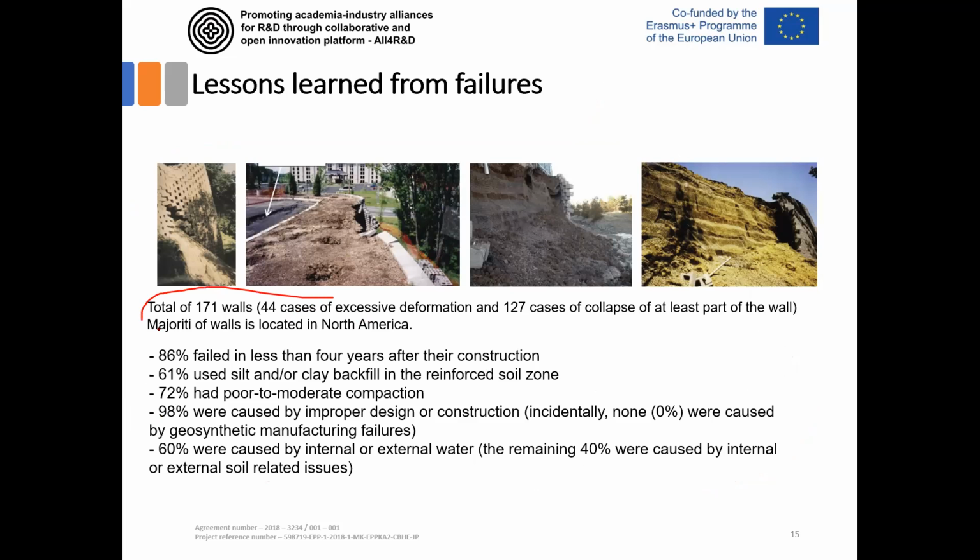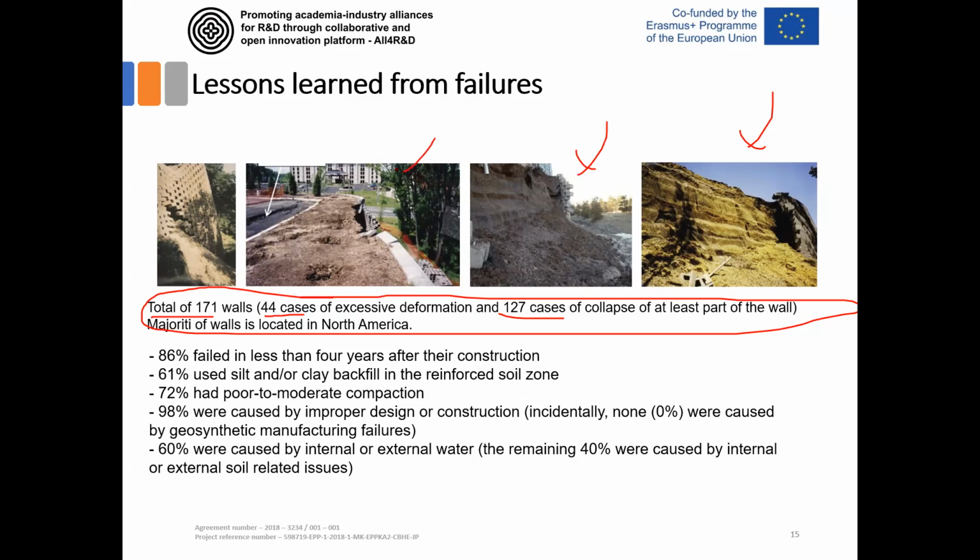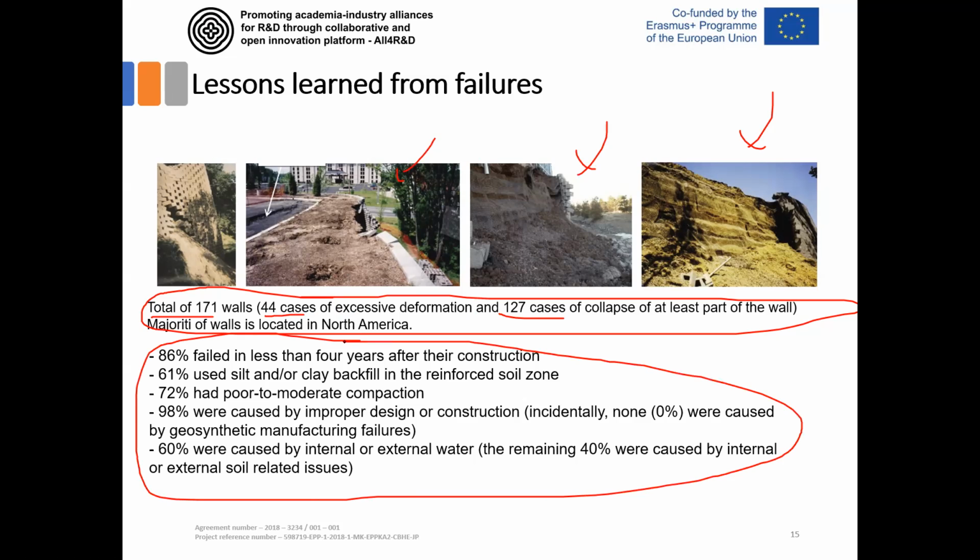Since there are so many of these walls, one interesting paper was reported in the literature where a total of 171 walls were observed with failure or large displacements. Actually 44 cases had very large displacement and 127 cases were totally collapsed, failed walls like the one shown here. This paper discusses why this happened, what the main reasons are, and some statistical aspects of these failures. I'll underline some interesting conclusions.